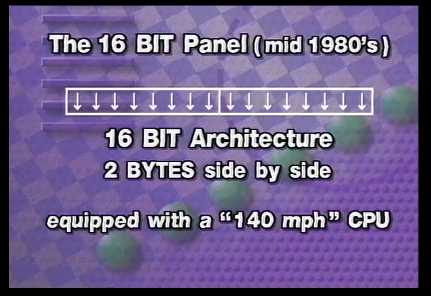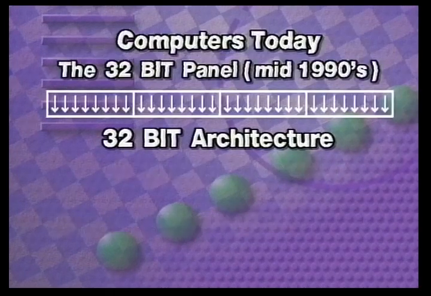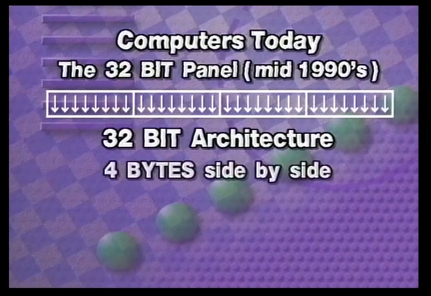Let me tell you where it is today. 16-bit architecture is old by today's standard. It was mid-1980s. We're now talking mid-1990s. So the computers are not engineered with 16-bit architecture anymore. Any computer you're going to buy today has 32-bit architecture, meaning they have 4 bytes side by side for the pathway.